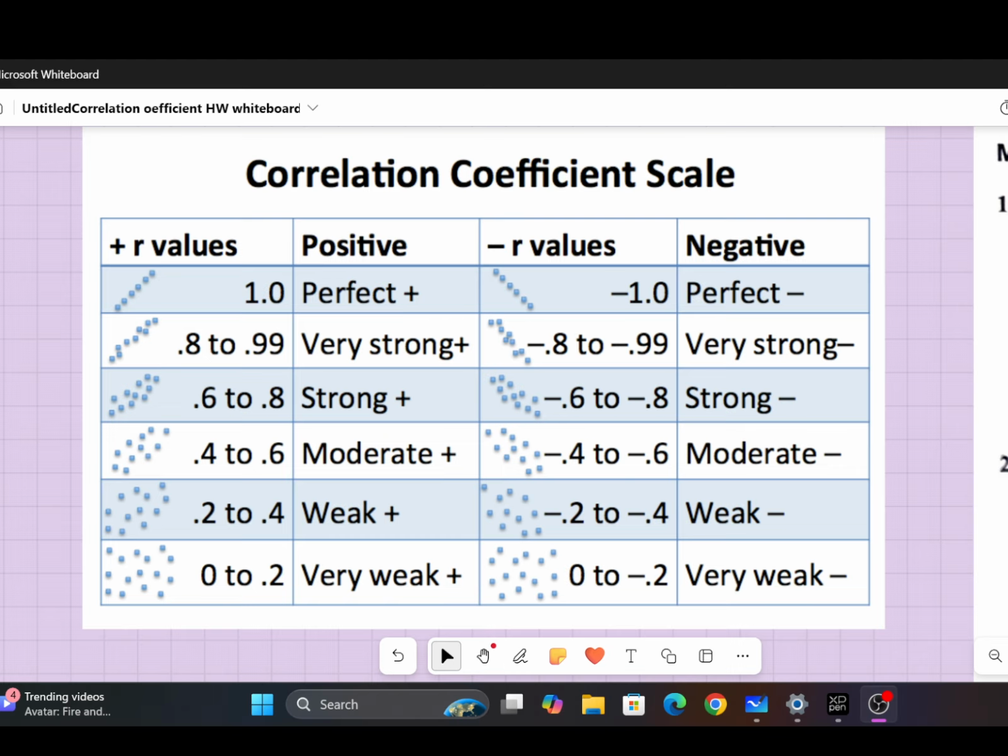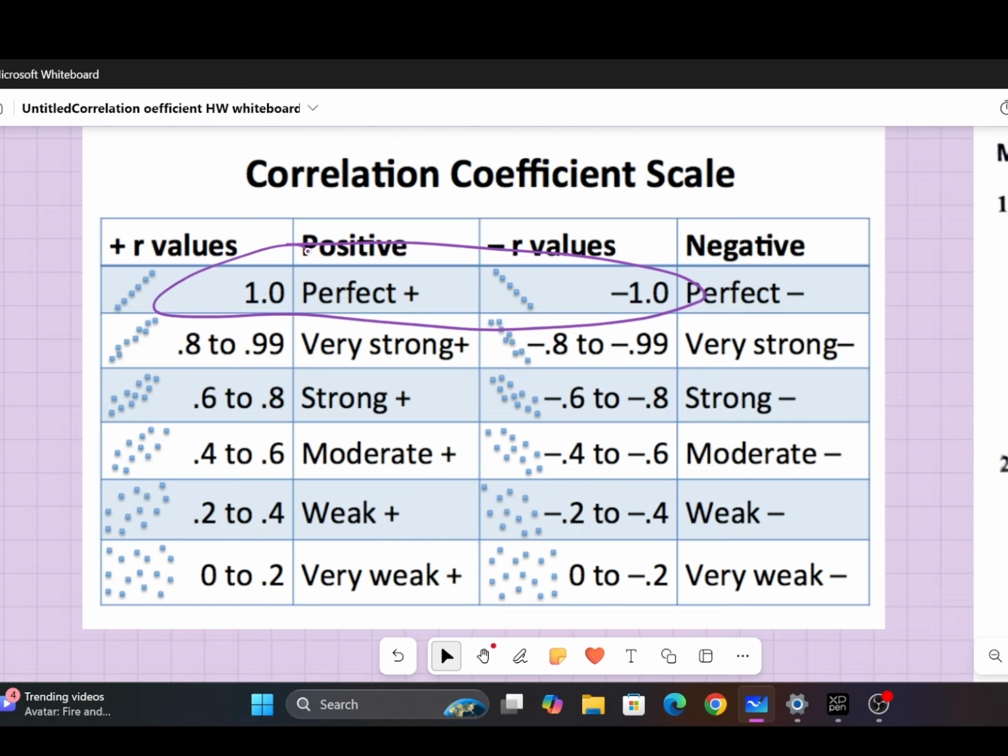So really quickly, I just want to go over the correlation coefficient scale. As we studied in class, the correlation coefficient is a number that goes from -1 to +1. When it is +1 or -1 exactly, we say it's a perfect positive correlation, meaning 1 to 1. As the x variable goes up, the y variable also goes up.